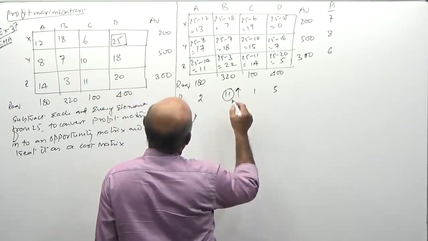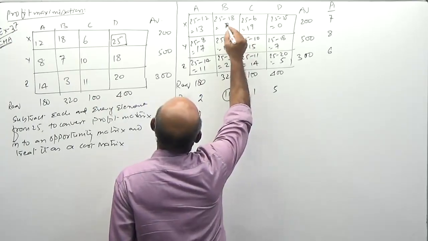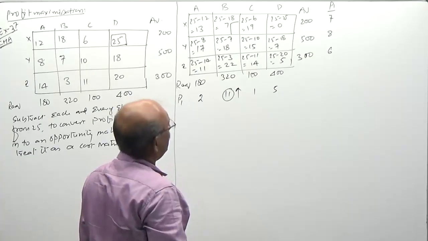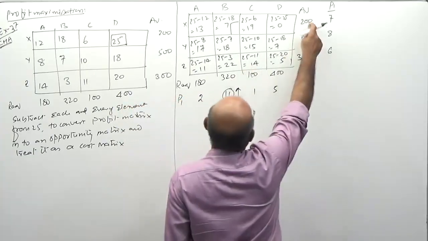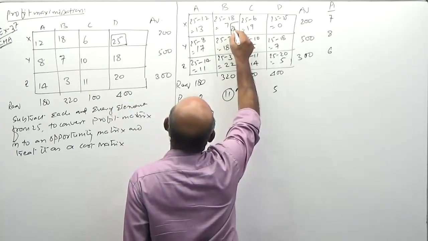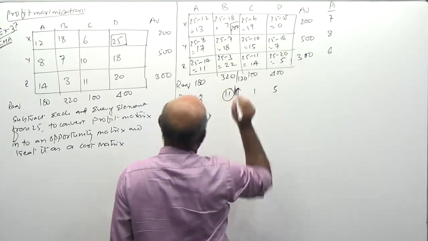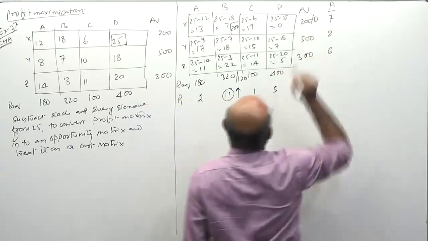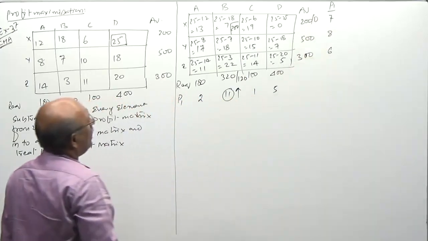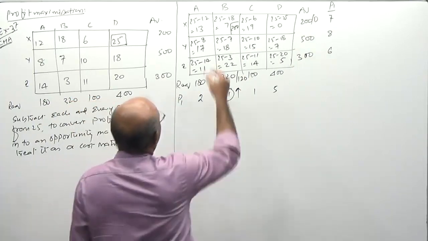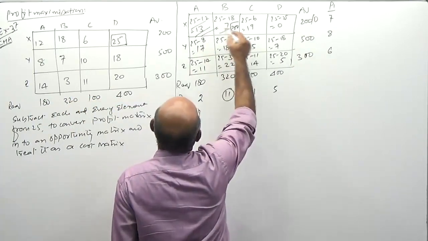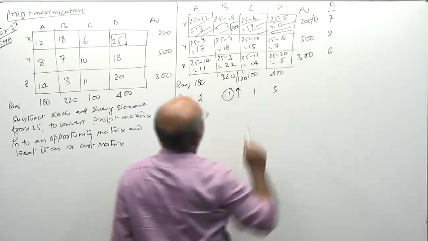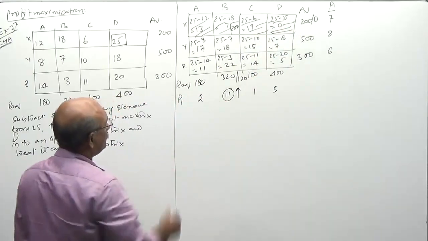Corresponding to this 11, the least value is 7. How many units are required? 320. But how many are available? 200. 200 I am supplying. Requirement is reduced to 120, but availability is over. So this warehouse is eliminated from the picture.